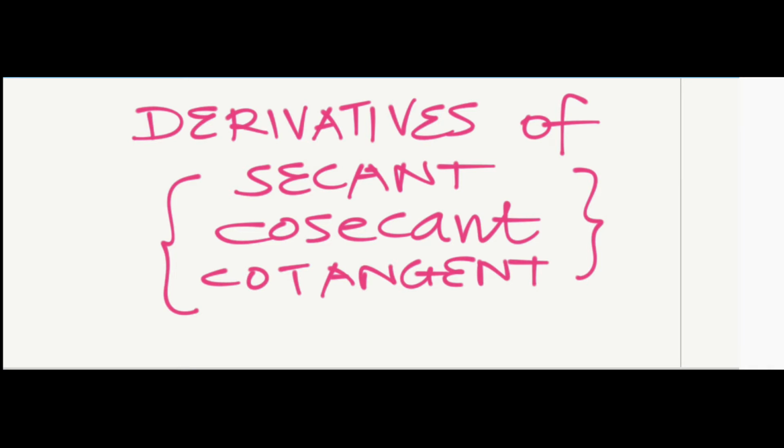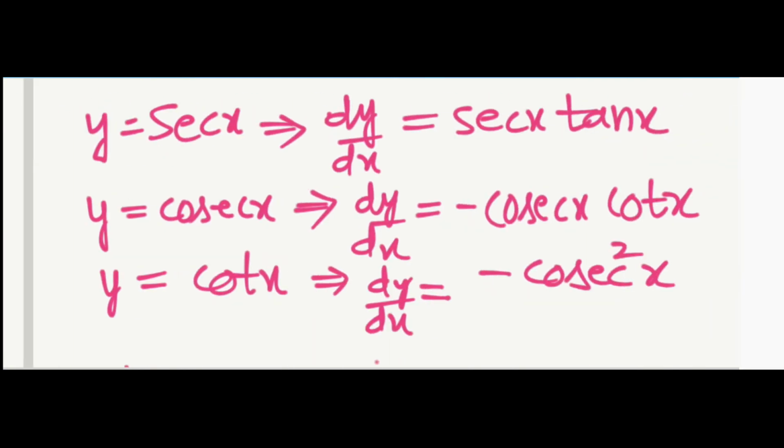As you remember, in the last video we discussed the derivatives of the three trigonometric ratios, the sine function, the cosine function and the tangent function. In this video we discuss the derivative of the remaining three t ratios: the secant function, the cosecant function and the cotangent function. Let us learn together.